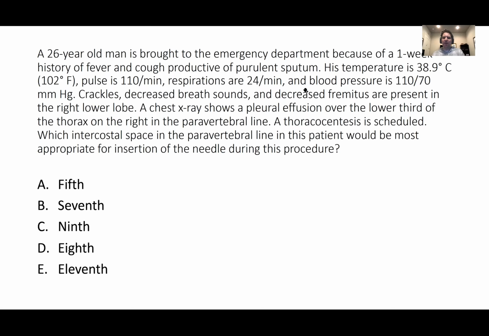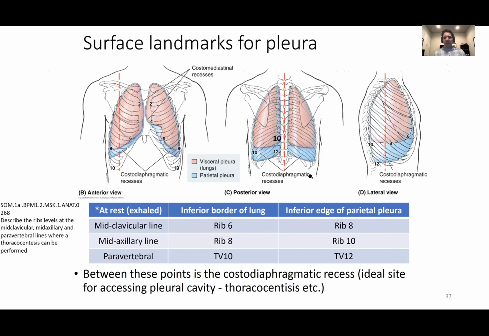All right, so the key here is thoracentesis. You're trying to get fluid out. You want to go to the most gravity dependent area, which is the lowest point. It says here this paravertebral line, that's along the vertebrae, right? So you definitely want to go between the 10th and 12th, which is the 11th rib, right? So you could see that here.